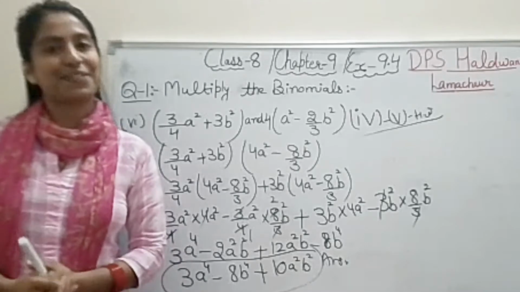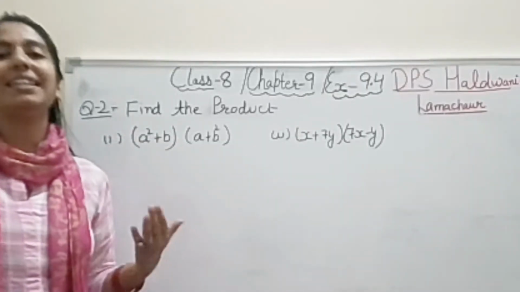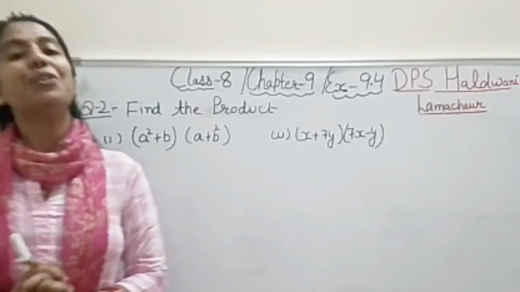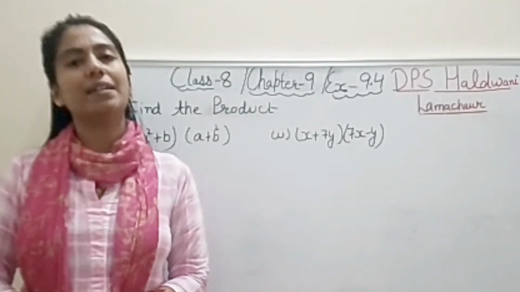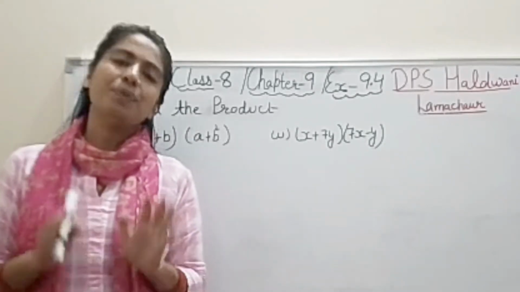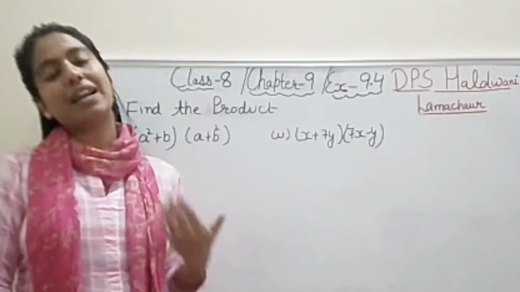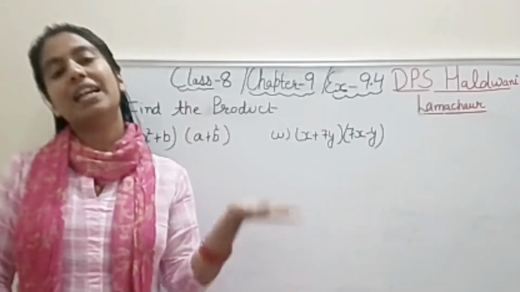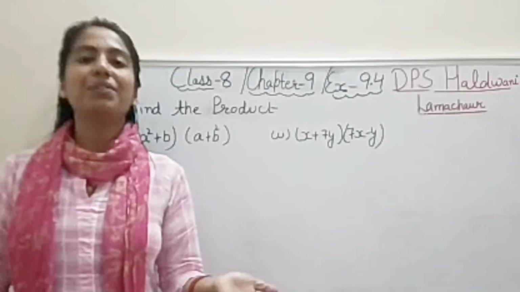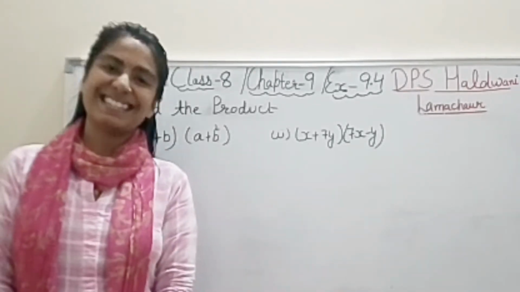Now coming to our next question. Again the same question we have in question number 2, student. Find the product. Students, if you know how to multiply the terms, then whatever term comes in a question, you will easily do it because you know how to do the multiplication. So in this exercise only the questions are increasing, terms are changing, but you have to do the multiplication only of the algebraic expression. That's it.